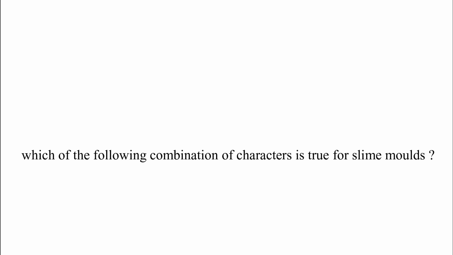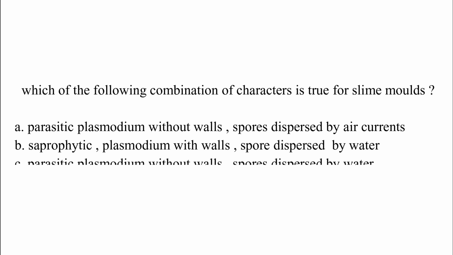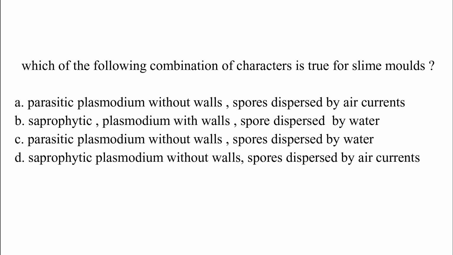Which of the following combinations of characters is true for slime mold? Option A, parasitic plasmodium without wall, spores dispersed by air current. Option B, saprophytic plasmodium with wall, spores dispersed by water. Option C, parasitic plasmodium without wall, spores dispersed by water. Option D, saprophytic plasmodium without wall, spores dispersed by air current. The correct answer is D, which is saprophytic plasmodium without wall, spores dispersed by air current.